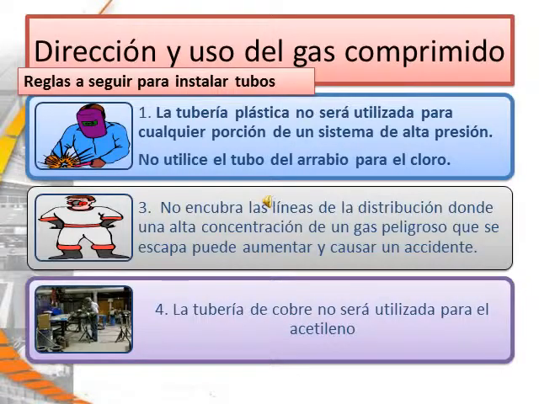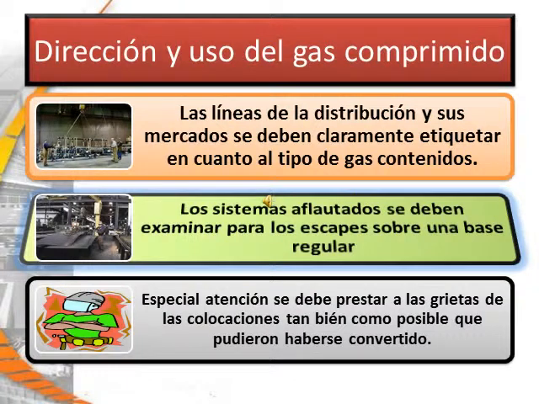Plastic piping should not be used for any portion of a high pressure system. Do not use cast iron for chloride. Do not conceal the distribution lines, as a high concentration of hazardous gas can build up and cause an accident. Copper piping is not allowed for acetylene. Distribution lines and their outlets should be clearly labeled as to the gas contained. Piping systems should be inspected for leaks on a regular basis. Special attention should be given to the fittings for possible cracks that may have developed.